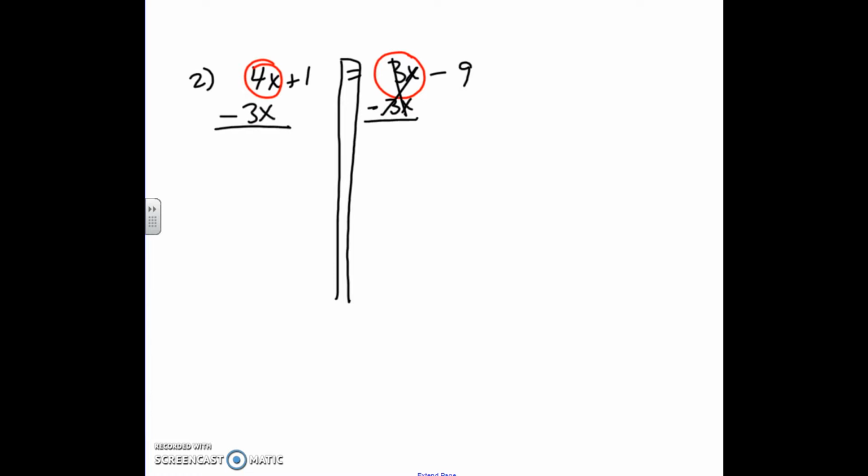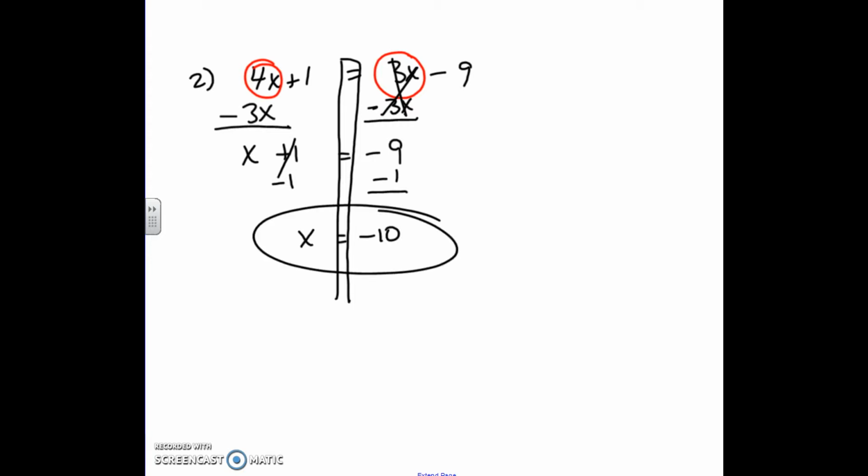If you have 4x's and you take away 3x's, that just leaves 1x. We don't write the 1 in the front. Okay, now everything we didn't use, we just bring down, like this plus 1 and equals negative 9. This is a one-step equation. The only thing that we have to do is get rid of that plus 1 and then the x will be isolated. So if you want to get rid of plus 1, you just subtract 1. Negative 9 minus 1 gives me negative 10, and there's my solution. x equals negative 10.